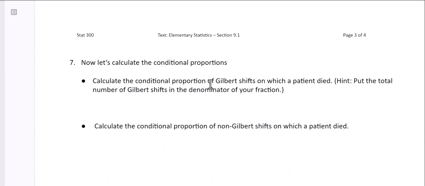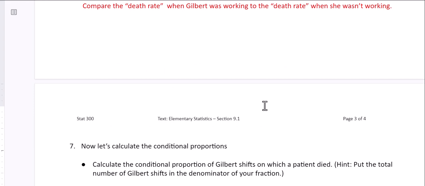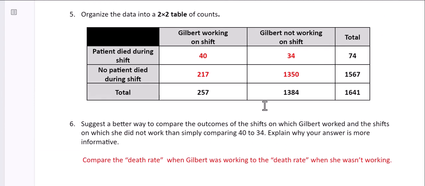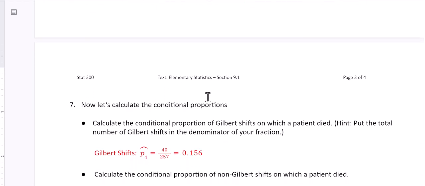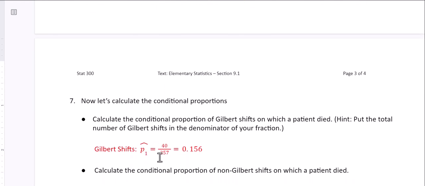So calculate the conditional proportion of Gilbert shifts on which a patient died. My hint is to put the total number of Gilbert shifts in the denominator of your fraction. And we're going to call this P1 hat. So this is our sample statistic for the first variable. So to find the proportion when she was working, we know that 40 people died while she was working, but the total number of shifts that she worked was 257. So it will be 40 out of 257 will be the Gilbert shifts. So that will be here, 40 out of 257. Put that on our calculator and we get 0.156.